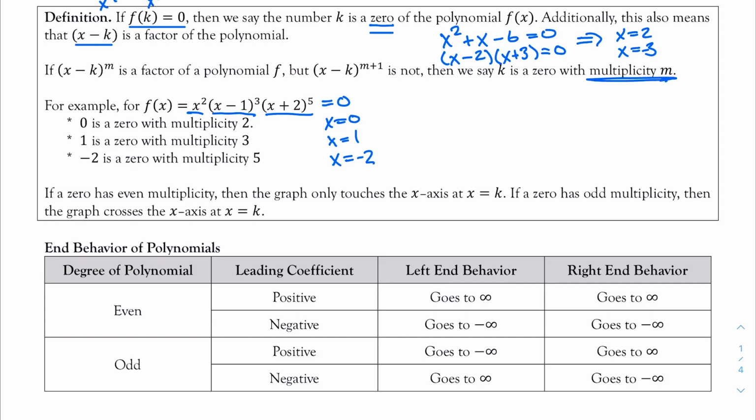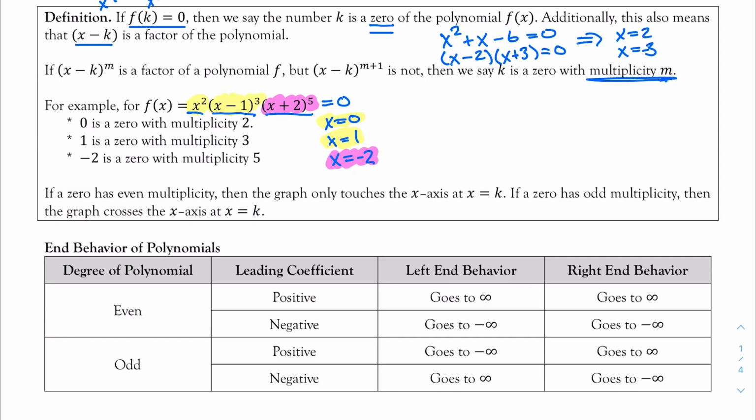So for x = 0, I notice that I got this from x squared. Well, this tells me that 0 is a zero with multiplicity 2. If I look at x = 1, I get this from (x - 1)^3 = 0. This had a cubed, so 1 is a zero with multiplicity 3. And then for my last zero, x = -2, I got that from (x + 2)^5 being equal to 0. This tells me that -2 is a zero with multiplicity 5.